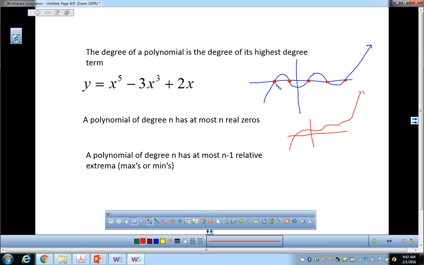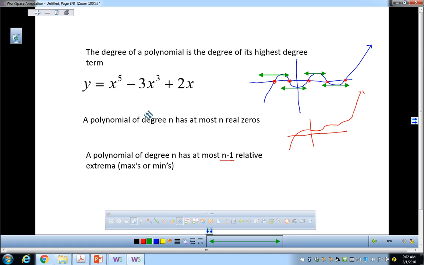But the most it could have is 1, 2, 3, 4, 5. A polynomial of degree n has at most n minus 1 relative extrema, maximums or minimums. Okay? So looking at this picture, look here. 1 maximum, 1 minimum. 1 maximum, that's called a relative extrema, where it changes from going downhill to going uphill. Okay? See how it has 4 relative extrema right there? That's the most you could have, is 1 less than the number of degrees.